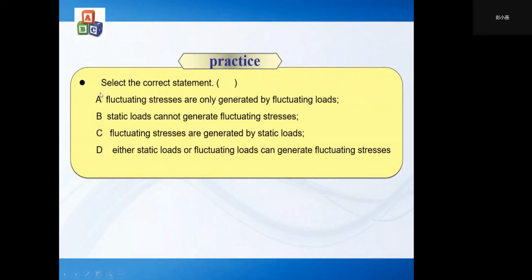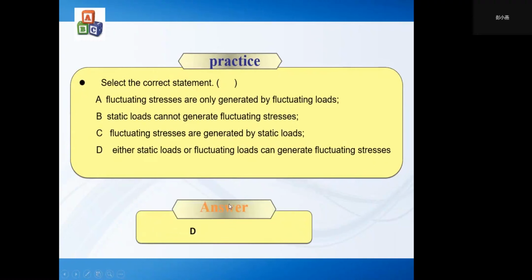So A is wrong. C? Fluctuating stresses are generated by static loads. Okay. The correct answer is D. Either static loads or fluctuating loads can generate fluctuating stresses. D is correct.